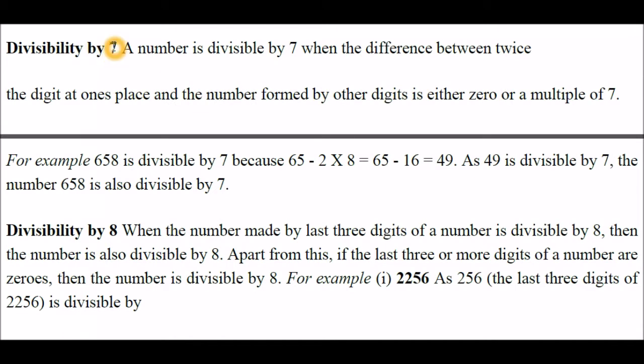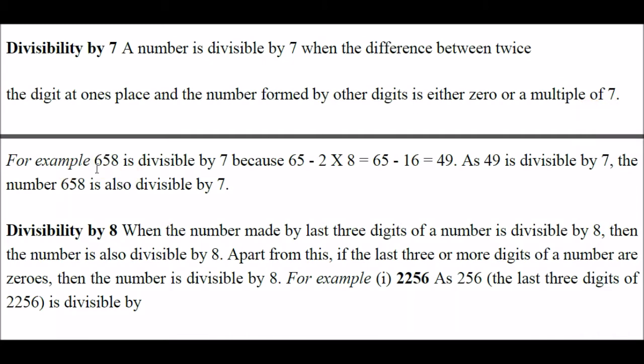Divisibility by 7. A number is divisible by 7 when the difference between twice the digit at one's place and the number formed by the other digits is either 0 or a multiple of 7. Then we can say the given number is divisible by 7.